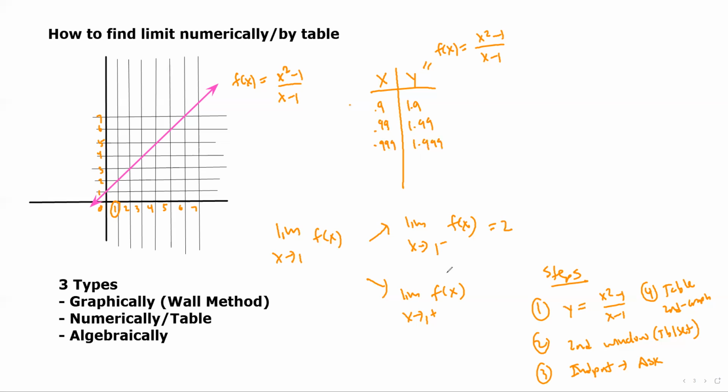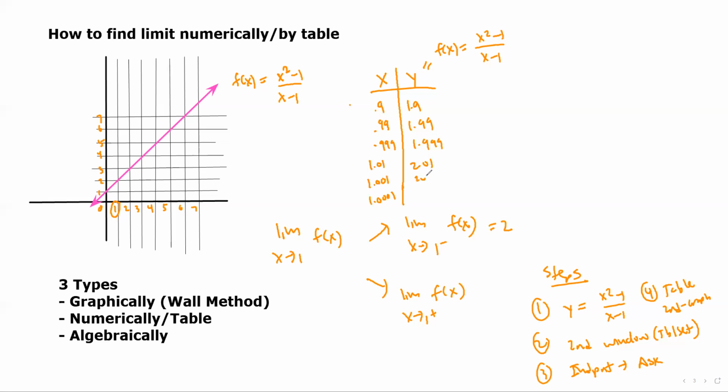Now I'm going to do the same thing for the right side of 1, which is what the plus sign means. So I'm going to get closer to 1 from the right side. Numbers that are close to 1 from the right side are 1.01, 1.001, and then 1.0001.